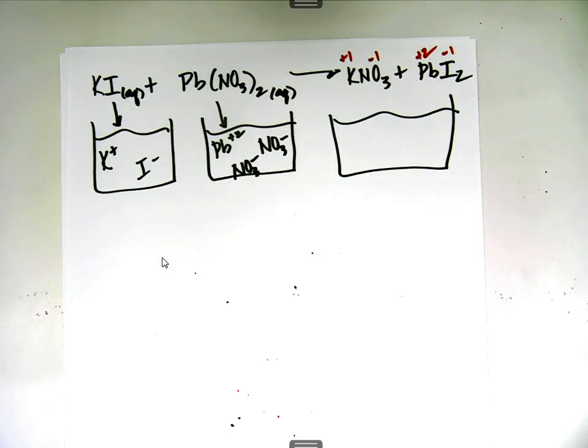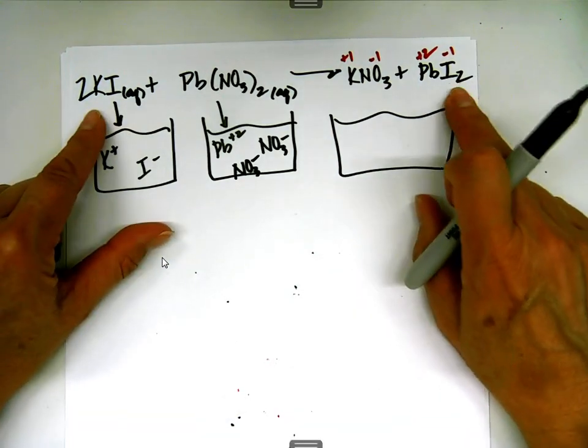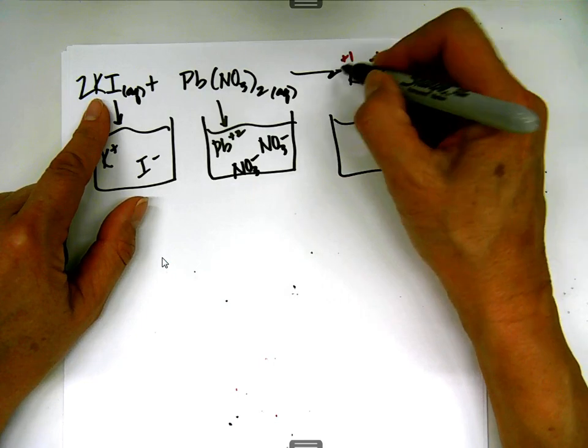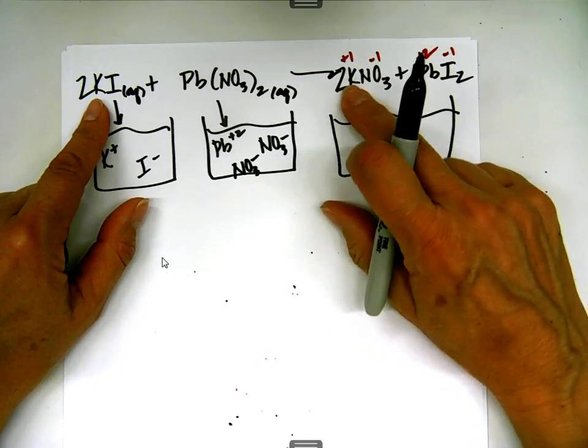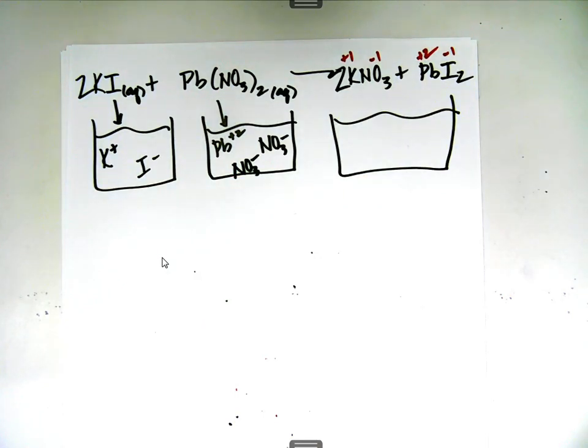All right. Now I need to balance this equation. Is it balanced as is? No. What are we going to do to balance it? 2 here. All right. That fixes the iodide, but now it messes up the K, potassium. So maybe a 2 there. That balances the potassium, and it also balances the nitrate. So now my equation follows the law of conservation of mass, right? Now it works.